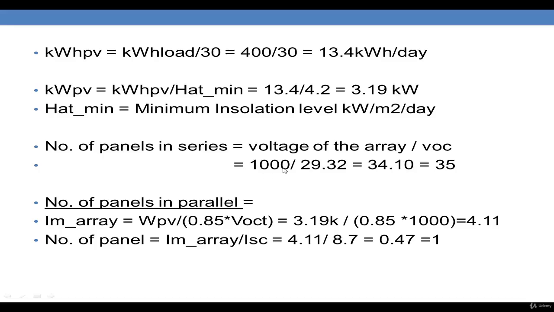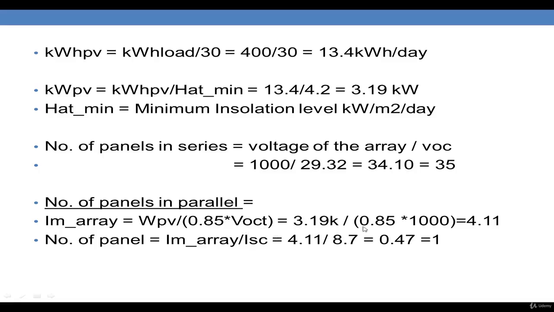So in this particular example I have used 1000 volts, and thus we get 35 panels in series. In order to compute the number of panels in parallel, we will have to obtain the current from the array. The current from the array is given by the power divided by 0.85 times the open circuit voltage of the entire array, which is given by this term over here, VOCT.